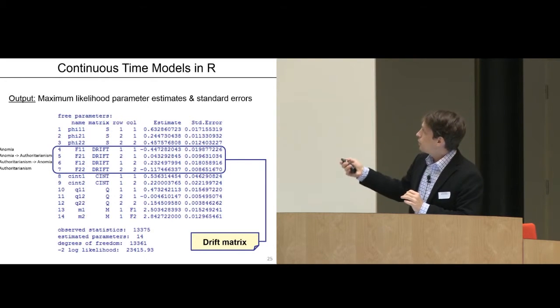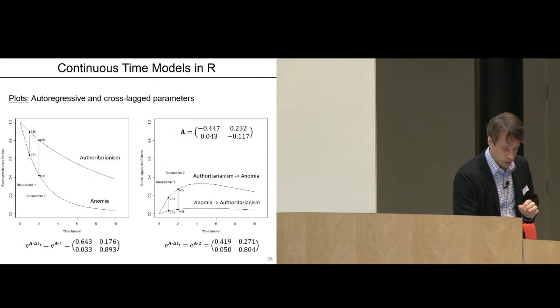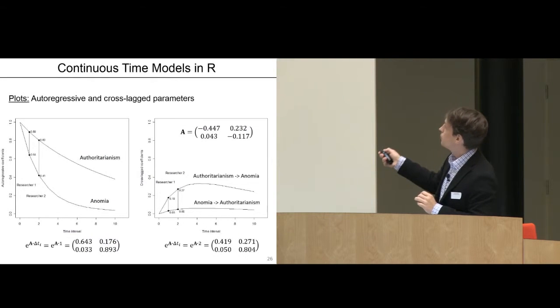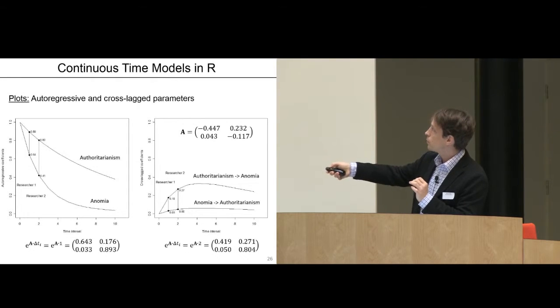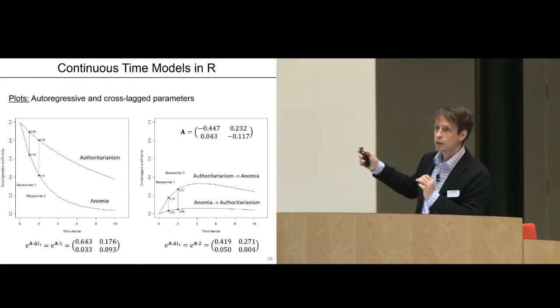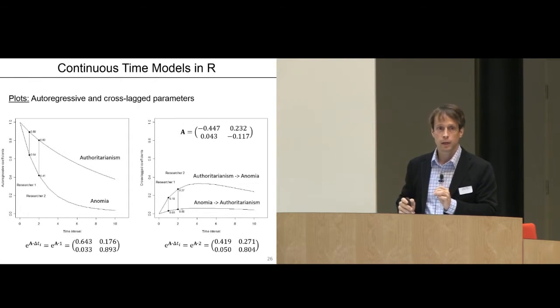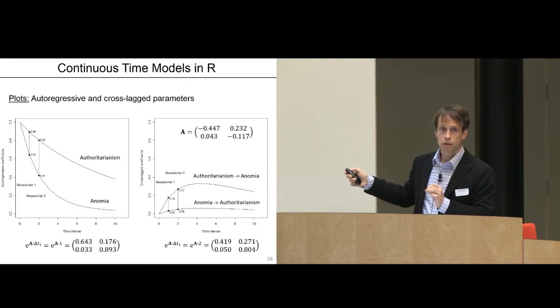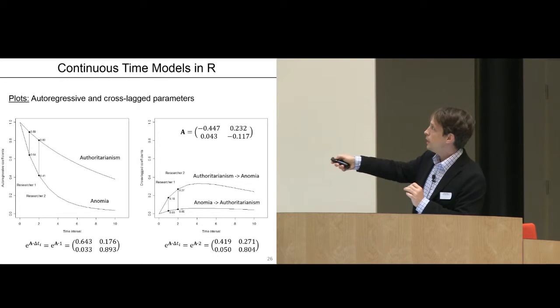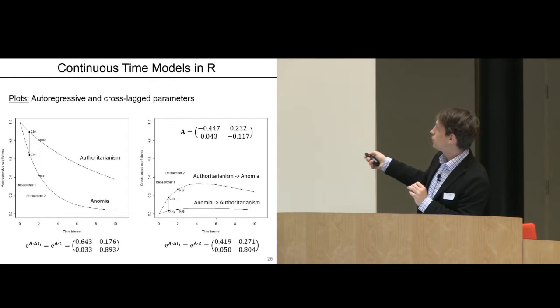Now, the best way to understand these parameters is probably to plot them. Given this drift matrix, I can now see how the discrete time autoregressive parameters or cross-lag parameters change as a function of the length of the time interval. And here you see they change dramatically as a function of the length of the time interval. Depending on where we look, the differences will be very small or quite large. And the same is true for the cross-lag parameters here.